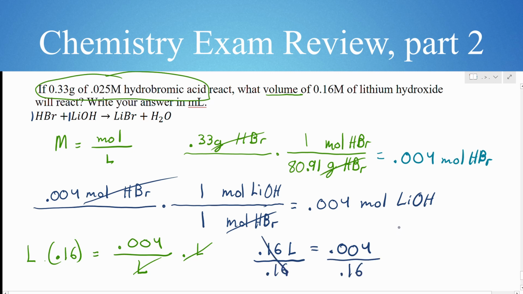The answer here is that 0.025 liters had to have reacted. Now, because we want this answer in milliliters, right, we have to just move the decimal place over 3 places to get milliliters. 1, 2, 3. Okay, and so we have 25 mL as our final answer.